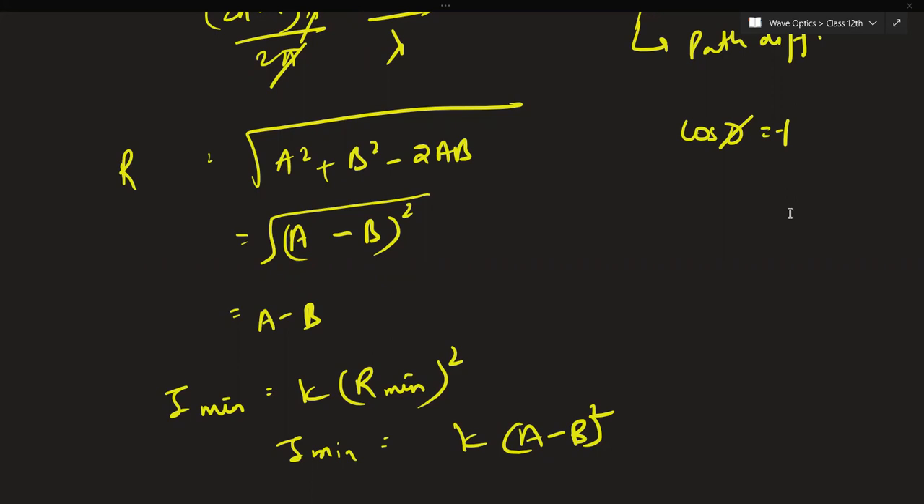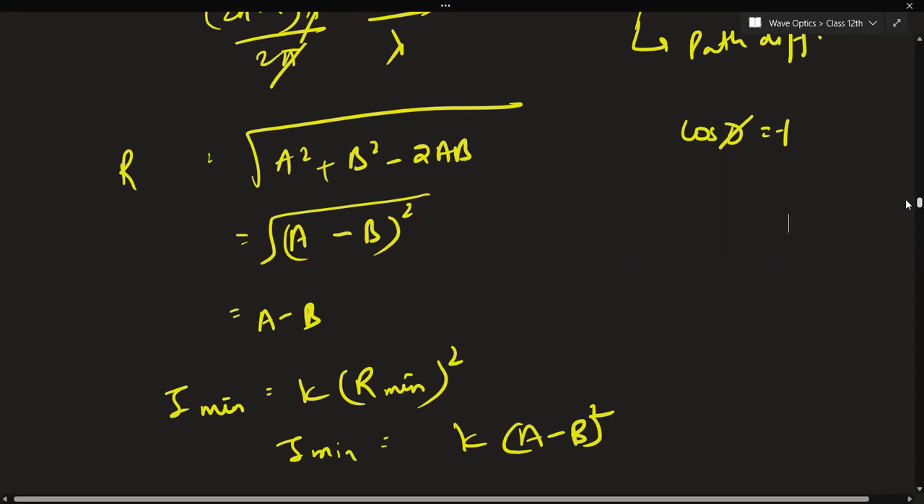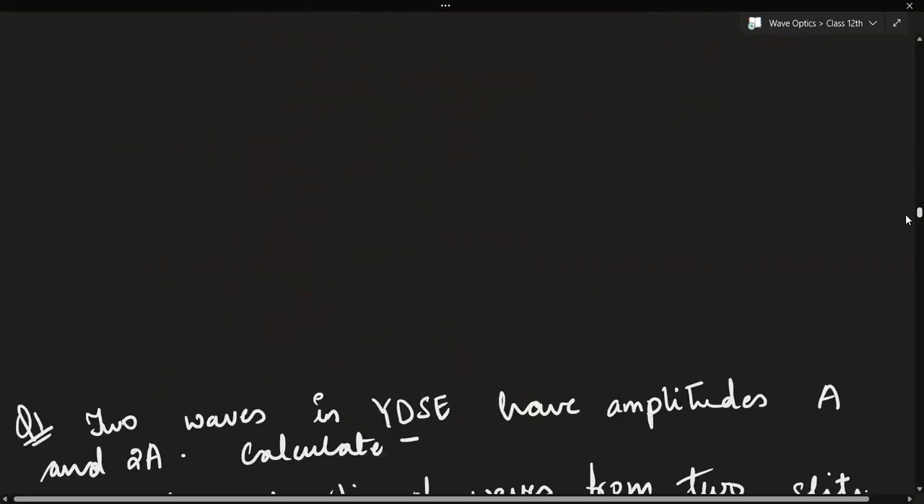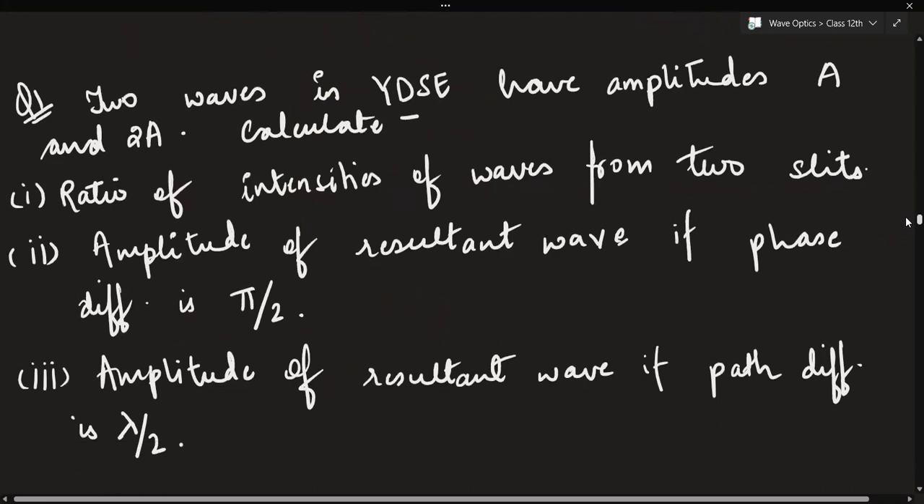Let us see one numerical question. Ratio of intensities is given. Two waves in YDSE have amplitudes A and 2A. Calculate the ratio of intensities of waves from the two slits.